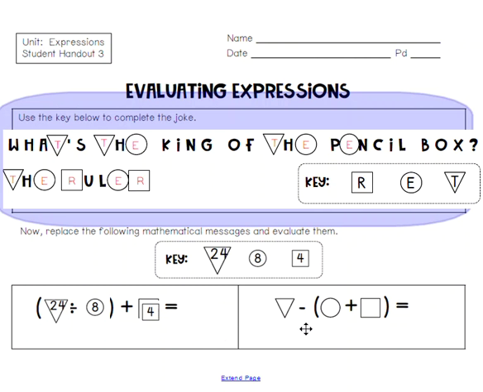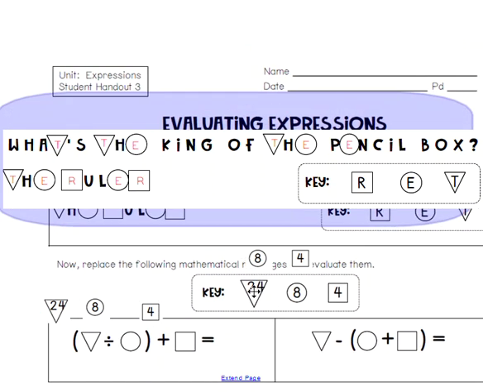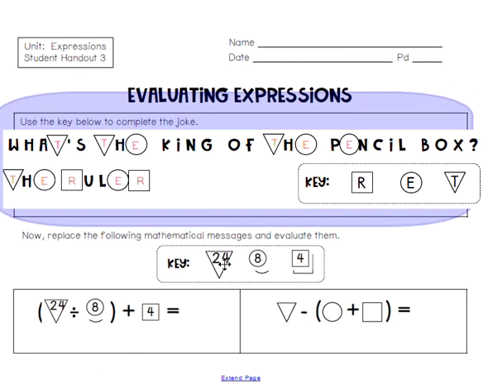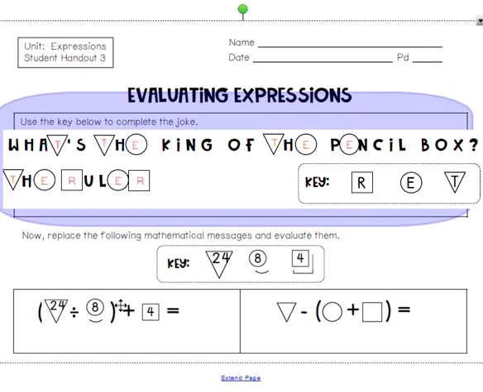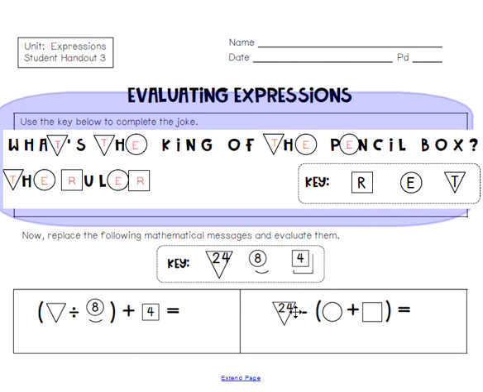If we look over here at this one, again, plug in your numbers. So like I could say that this is the 24 now, minus, well, the circle we said was 8, so there'd be an 8 right there.